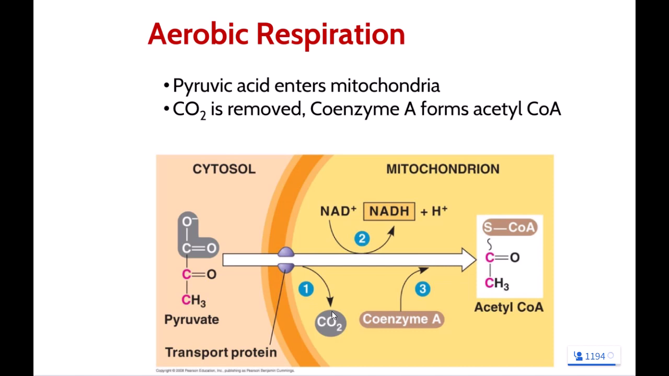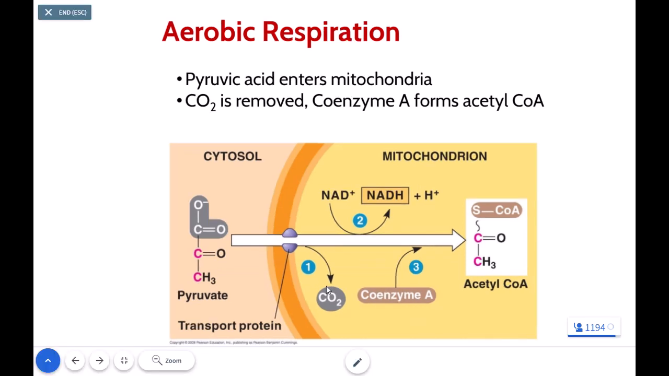Let's go back to aerobic respiration. During aerobic respiration, we have oxygen. So instead of taking that pyruvic acid from glycolysis and turning it into lactic acid, we'll take that pyruvic acid and send it to the mitochondria. So in glycolysis, we take a glucose, chop it in half, and turn it into 2 pyruvic acid molecules. If we have oxygen present, those pyruvic acid molecules are going to be sent to the mitochondria.